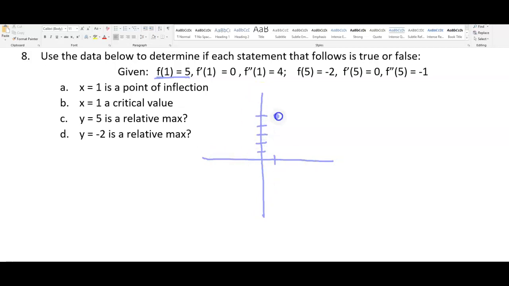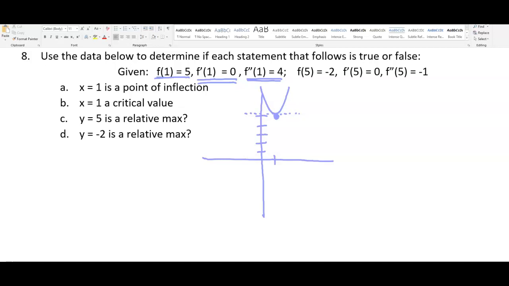That's a dot at (1, 5). The derivative at 1 is 0, so that means we're going to have a horizontal tangent line. The second derivative is positive, so since this first derivative is 0, that means it's probably a relative min or a max. And since the second derivative is positive, that means it's concave up at that point. So we have a graph that looks like that at that point.